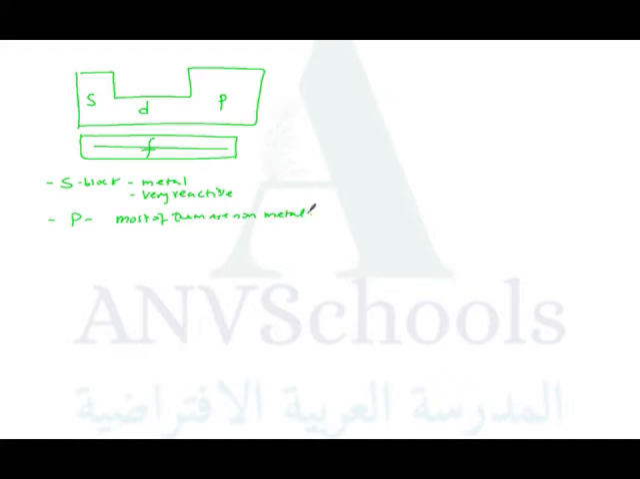Starting from group 14, 15, 16, 17, up to 18, they are non-metals. Group 13, since there is aluminium here, can be a metal. So most of them are non-metals. And in the P block, especially group 17, we call it halogen. The halogens are very reactive non-metals.